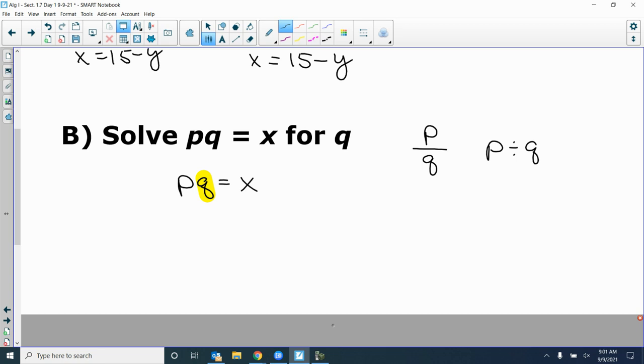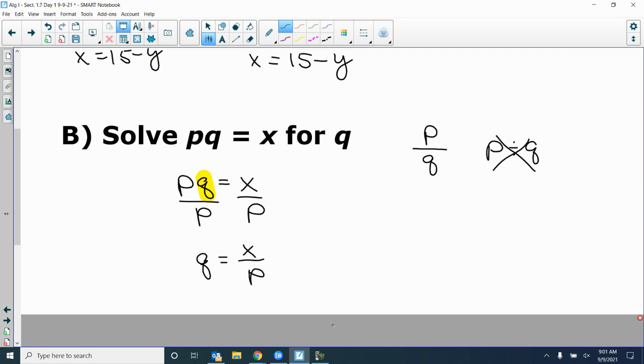All right, Ava, what's the inverse of multiplication? Division. What do I divide by, Ava? Divide by P. Because I want to get this Q by itself, so I divide by P. So all this is to show division. Do the little fraction bar, divide by P. So I get Q equals. Now, write it like you read it, x over P or x divided by P. Now in our final answers, we don't use a division symbol, write it as a fraction.